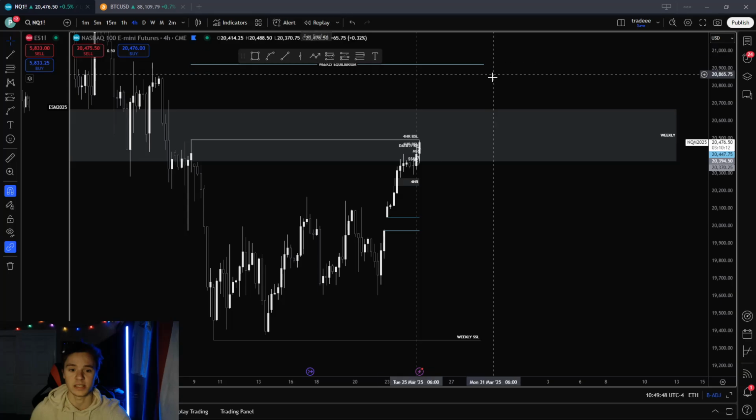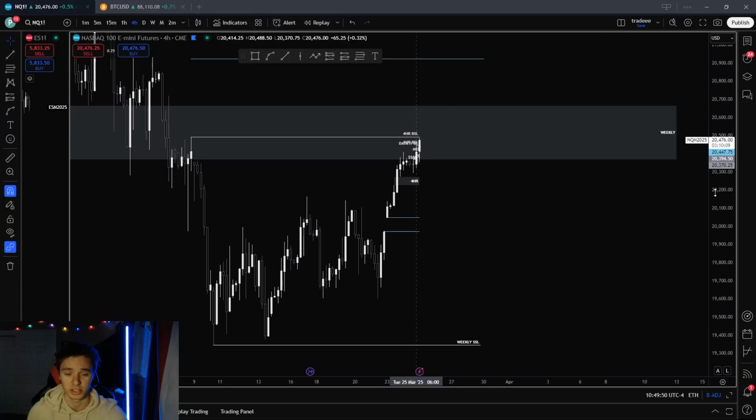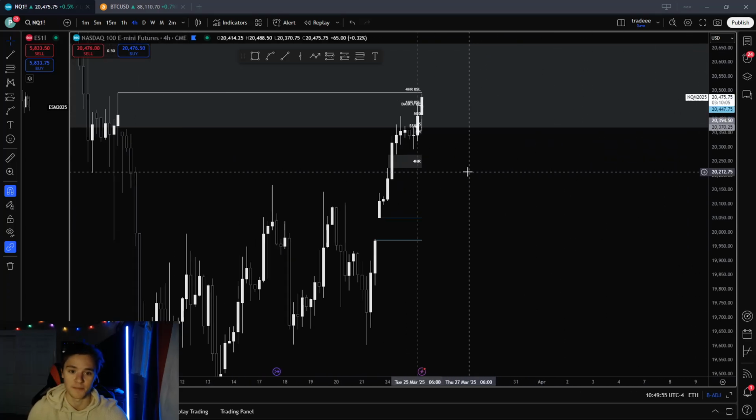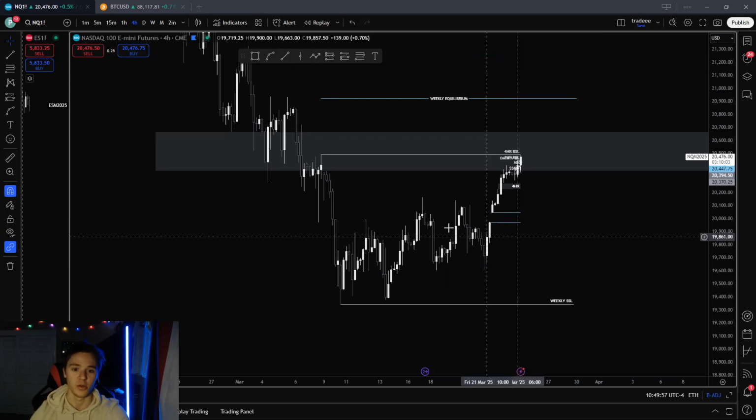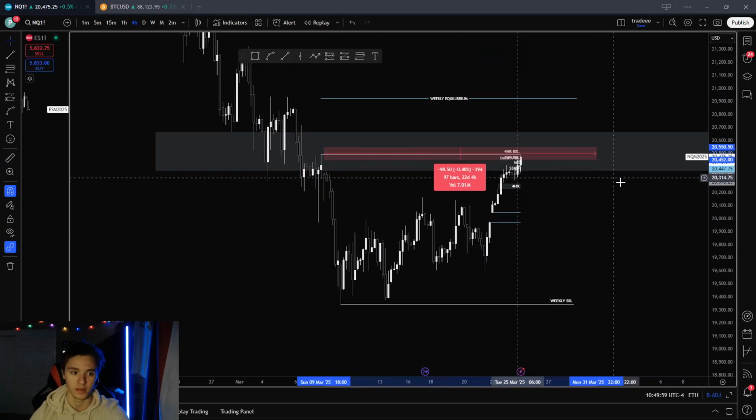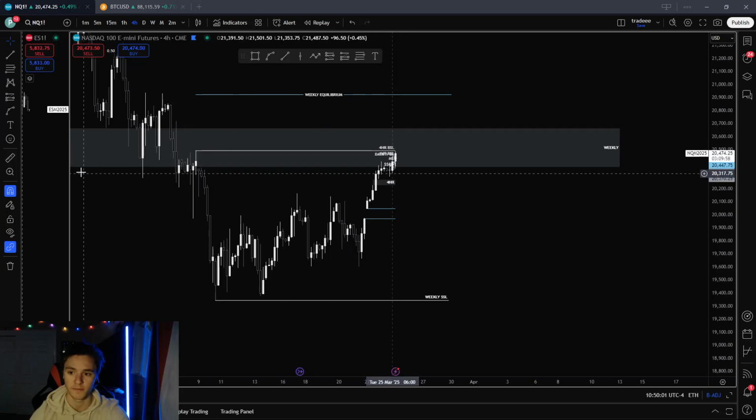So I would need to see displacement lower on the higher time frames, such as the 1 hour and the 4 hour. But when we go to the 1 hour and the 4 hour charts today, we're still bullish. And I noticed that we have this prominent high within the weekly fair value gap. This is a 4 hour high.